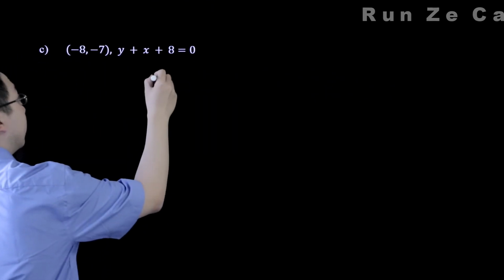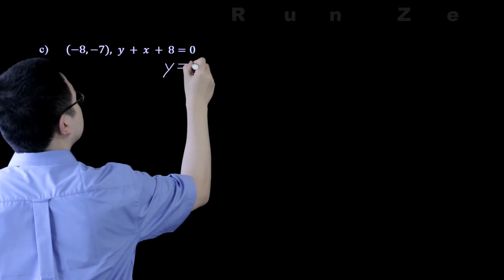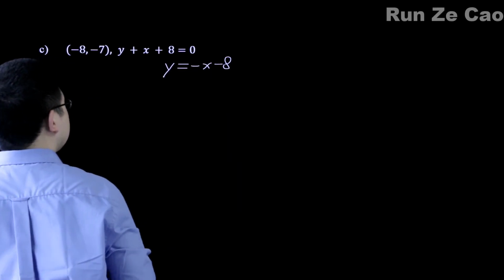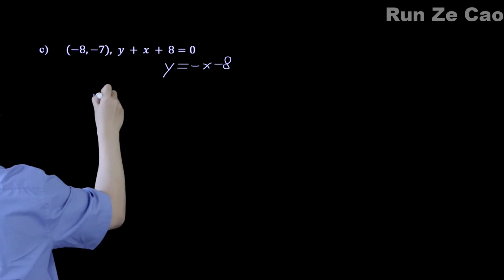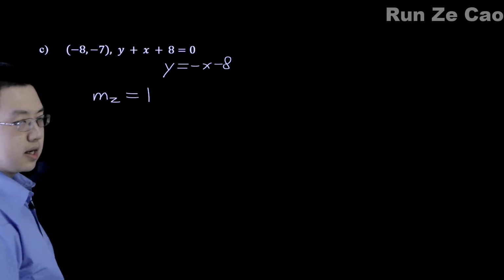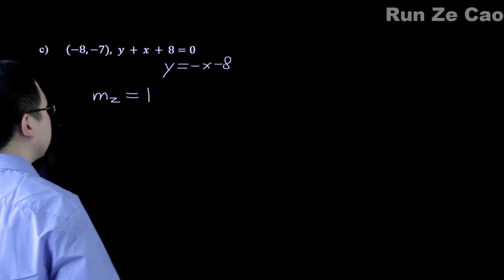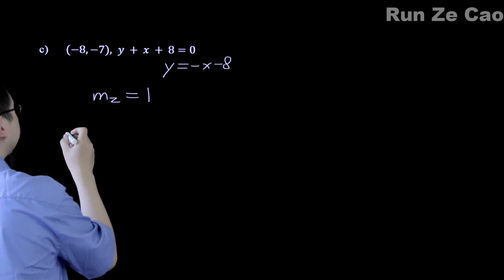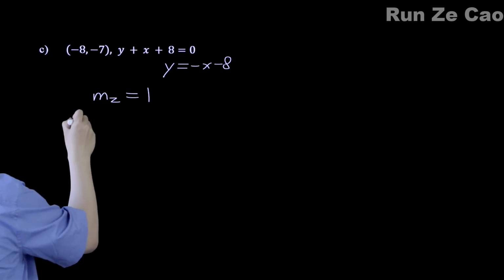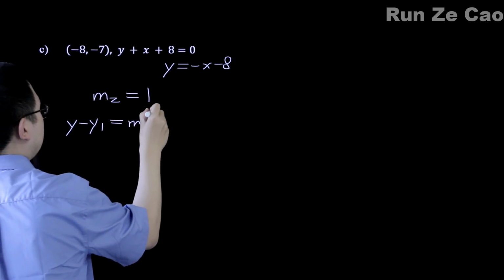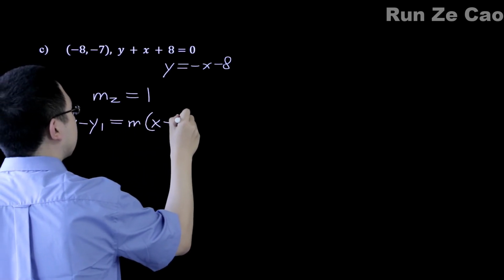So y equals negative x minus 8. That means m2 equals 1, because the negative inverse of negative 1 is 1. Y minus y1 equals m times x minus x1.